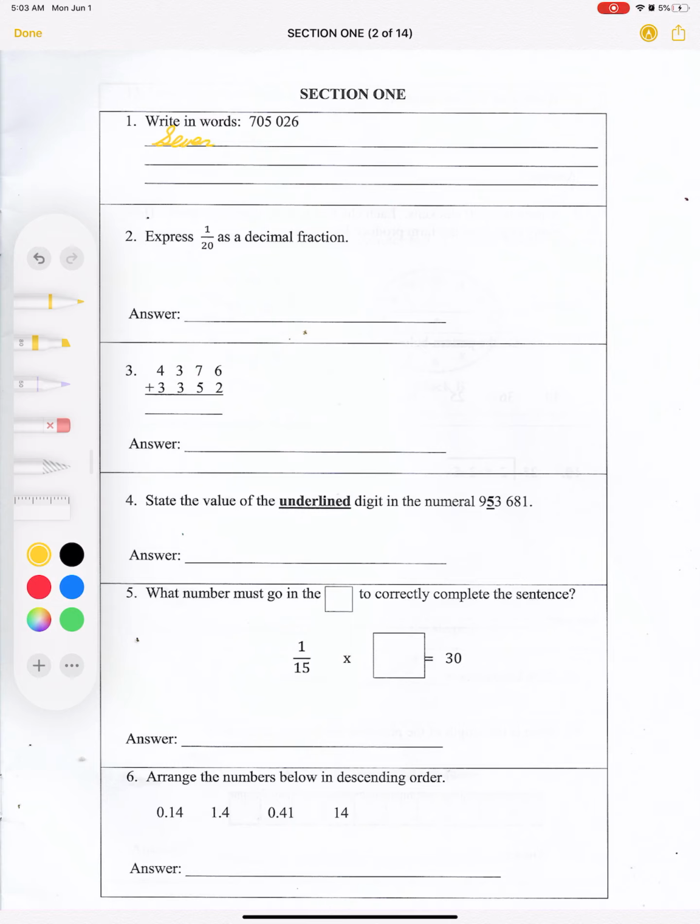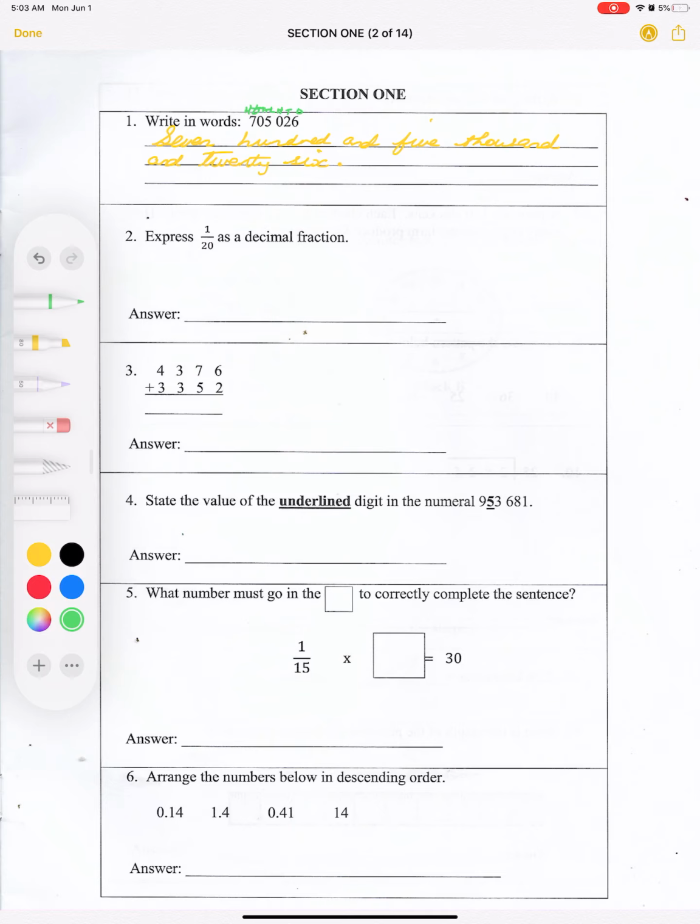700 and 5,000 and 26. Alright, please do not forget your place value matrix. Ones, tens, hundreds, thousands, tens of thousands, hundreds of thousands. You will not lose marks for not including it, but it helps you to come up with the right answer.